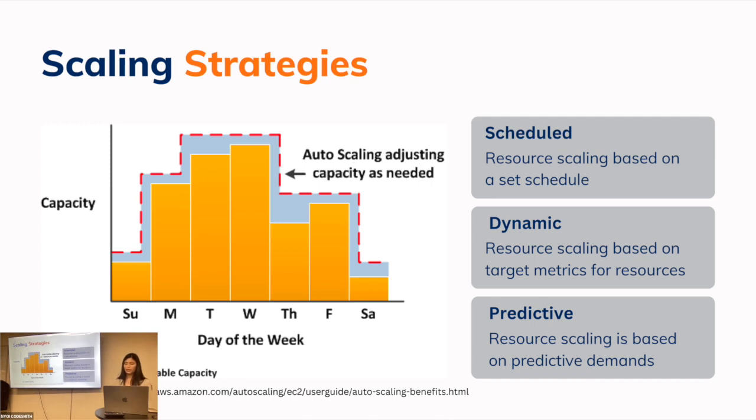In predictive scaling, capacity scales based on predicted demand. It actually utilizes machine learning to regularly forecast future workload. However, the drawback to this method, though, is that the quality of the forecast is greatly dependent on how much data you have and how cyclical the historical data is.